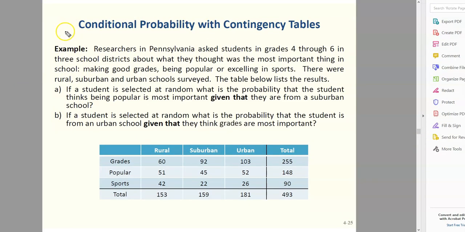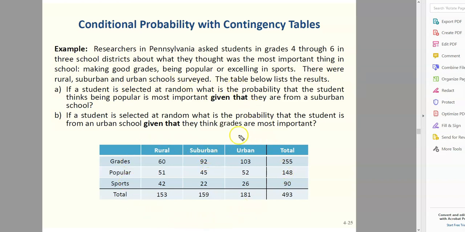Now in this example, we're going to evaluate two conditional probabilities involving contingency tables. So for this problem, researchers in Pennsylvania asked students in grades 4 through 6 in 3 different school districts what they thought was the most important thing in school: making good grades, being popular, or excelling in sports. There were rural, suburban, and urban schools surveyed, and the table below lists the results.